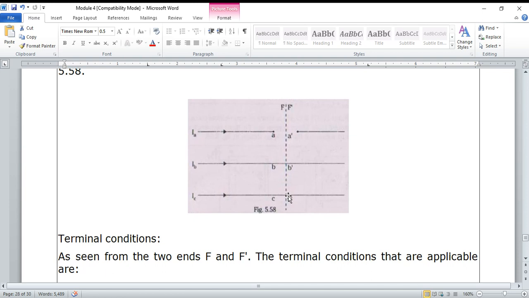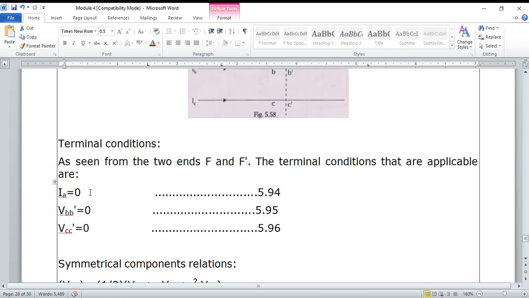Now we try the terminal conditions. From this diagram, it is very clear that IA is open, hence the current will not flow through the other end because it is open. IA is equal to 0. And here you can notice that VBB dash and VCC dash will be 0, since it is short circuited here. These are the terminal conditions: IA is equal to 0, VBB dash is equal to 0, VCC dash is equal to 0.